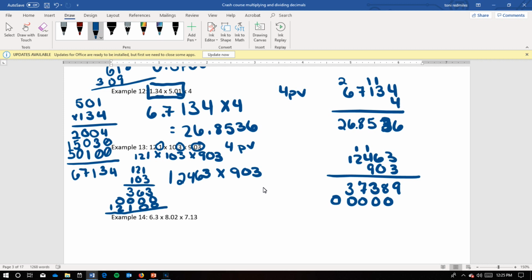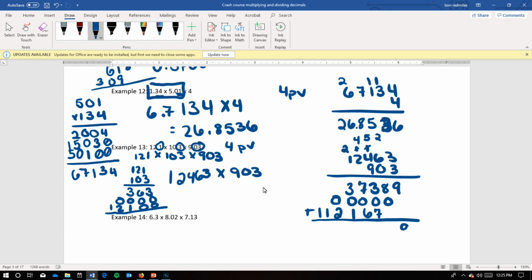Now I get myself lined up underneath this 9. 9 times 3 is 27. 9 times 6 is 54 plus 2 more is 56. 9 times 4 is 36 plus 5 more is going to give me 41. 9 times 2 is 18 plus 4 more is 22. 9 times 1 is 9 plus 2 more is 11.